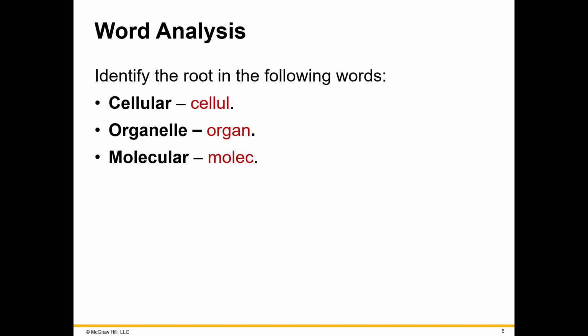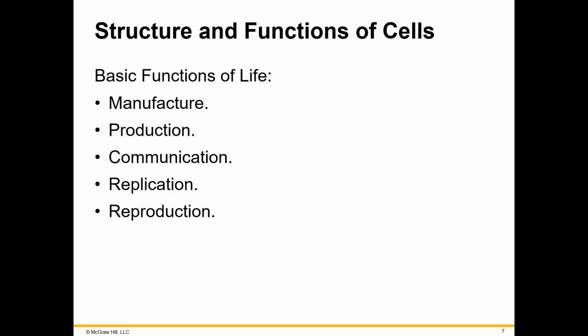Word analysis. Next we're going to break down words into elements that can assist you in defining the word. So as you can see in cellular we have cellul, which is pertaining to a cell. Organelle has organ as part of it, meaning a cell having specialized functions. Then we have molecular, molec, which also means a very small particle. All cells must carry out the following basic functions of life. Any errors in these functions will cause deformities or death.